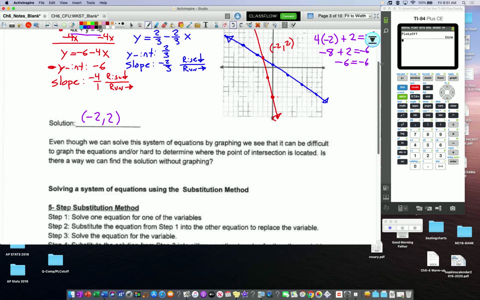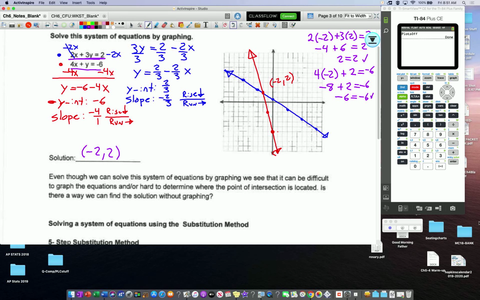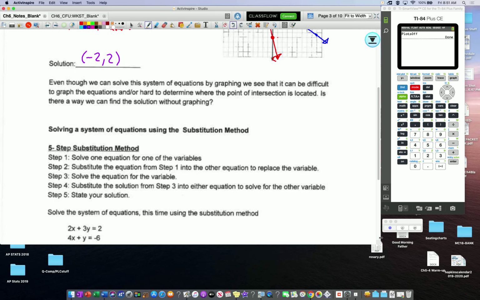Hate it when I hit the side too close because it kicks it down to the bottom. And that checks off. So yeah, graphing worked. It got a little hairy here with these 2/3. And I know how much sometimes we don't like to work with fractions. So, as it says here, we can solve it by graphing, but it can get difficult and hard to determine where the points are located. So, is there another way?